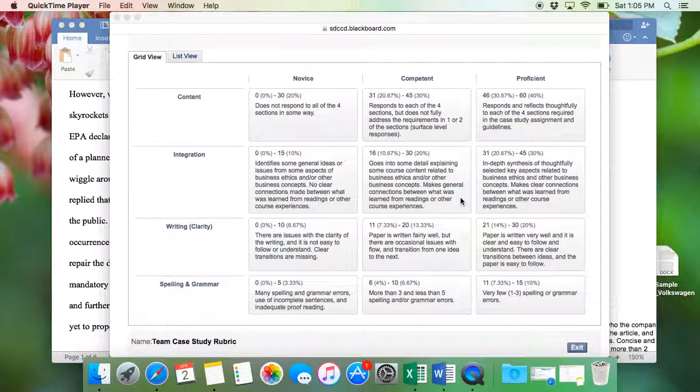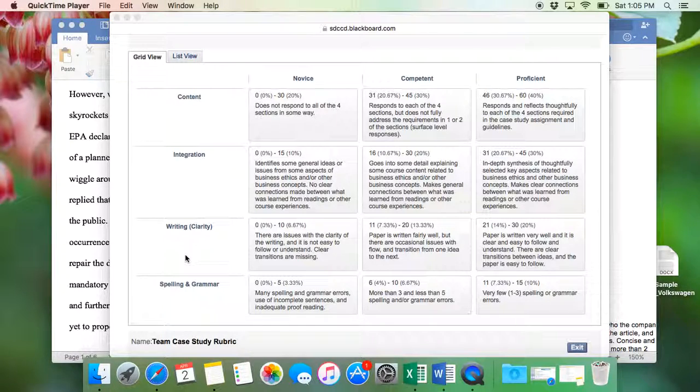A competent paper will have some key concepts, but might not have defined it thoroughly or explained it in a way that makes sense. And then novice means you've completely left out any integration of key concepts from the textbook or have simply inserted words without any explanation.